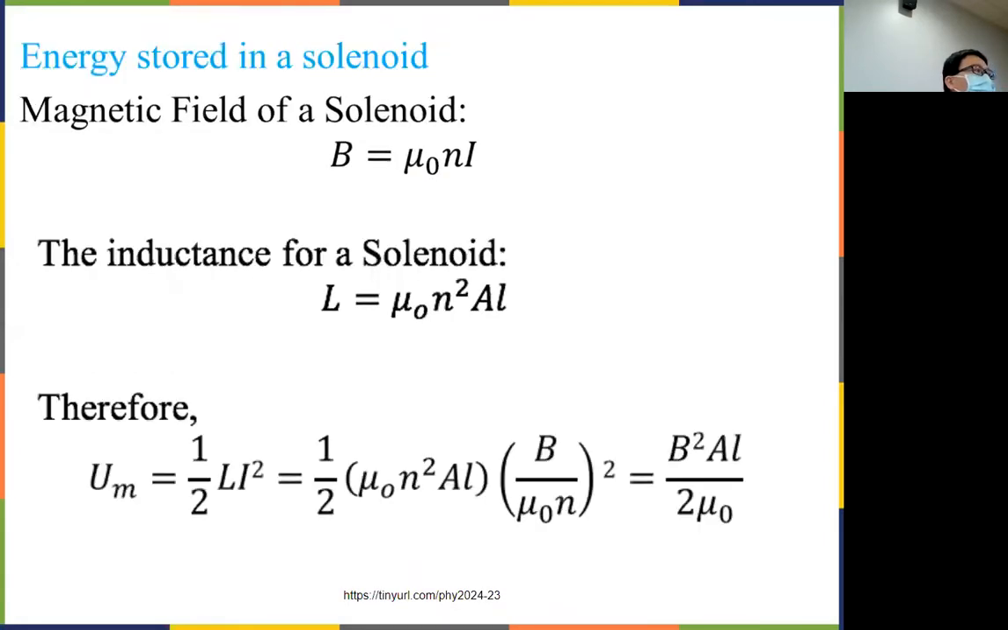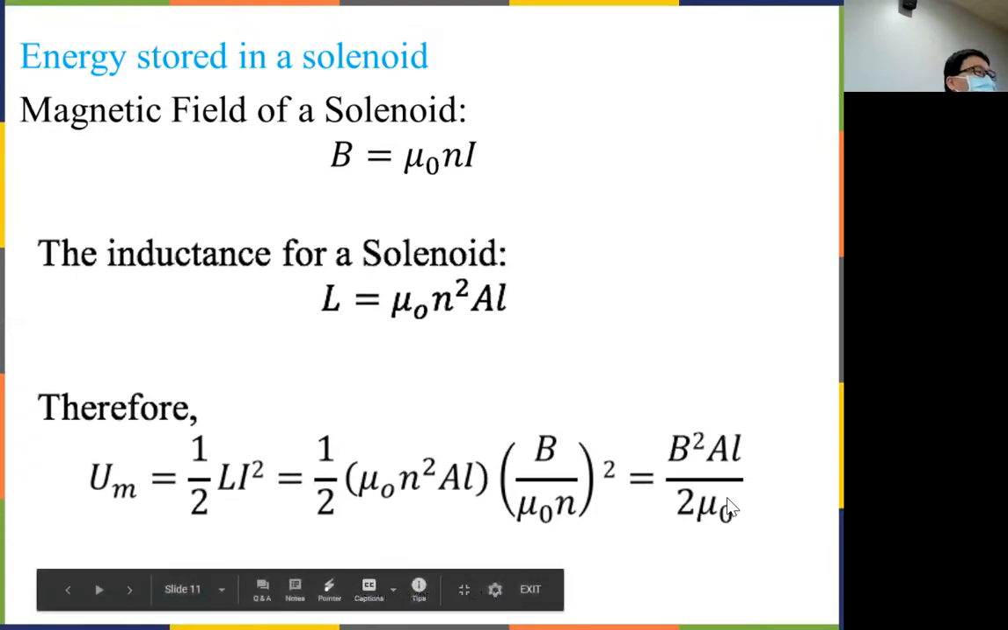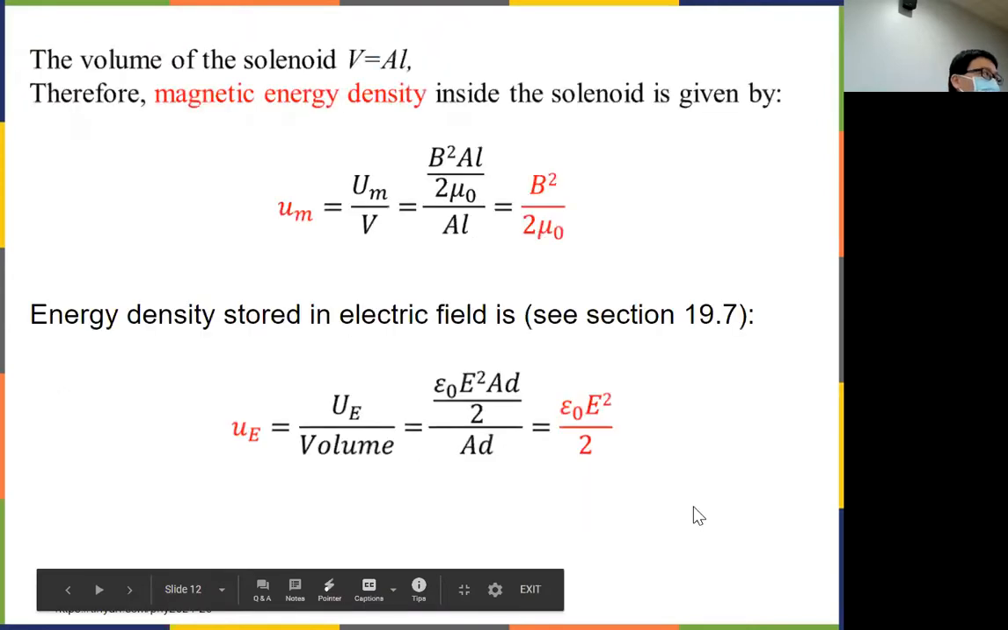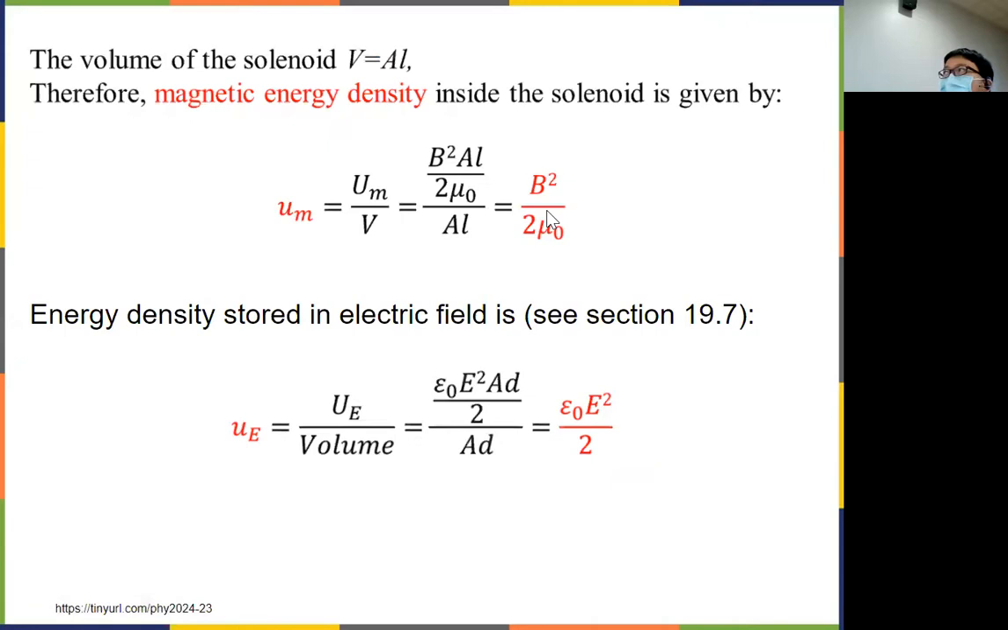And we also took a look at the energy stored in a solenoid. In the solenoid, there's a magnetic field, so this is equivalent to the energy stored in the magnetic field. We conclude that the energy stored is equal to B squared times A times L divided by 2 times mu naught. If we divide the energy by the volume of the solenoid, we get the energy density stored in the magnetic field. It's magnetic field squared divided by 2 times mu naught, which is a constant.